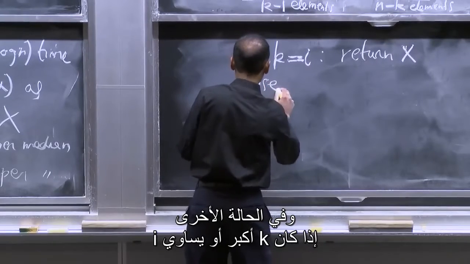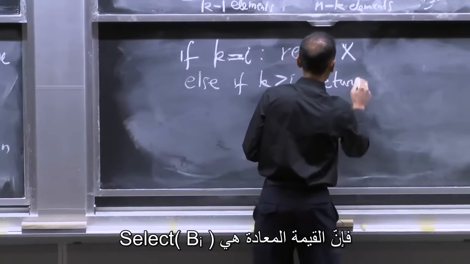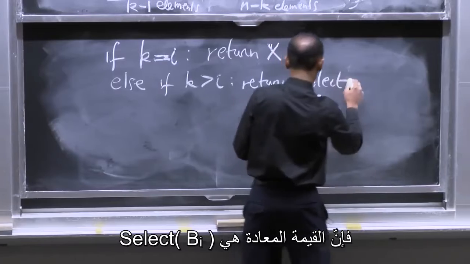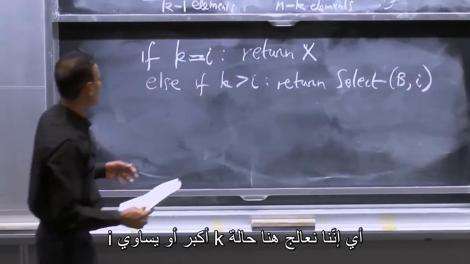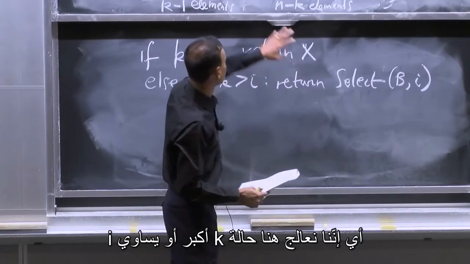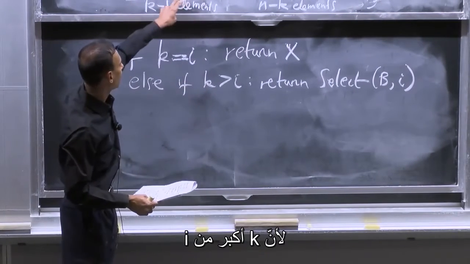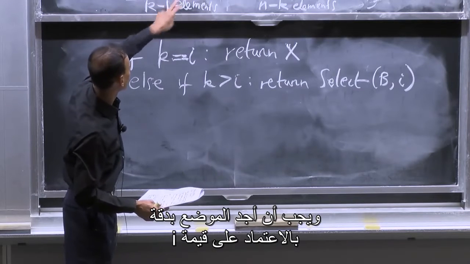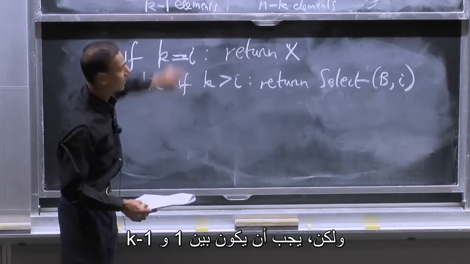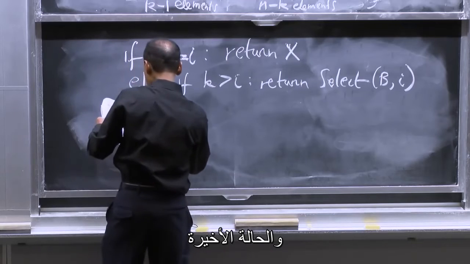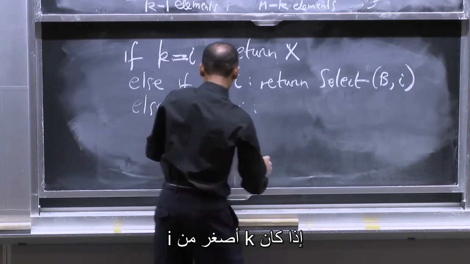And so in the other case, if k is greater than i, then I'm going to return select of B, i. So if k is greater than i, I'm going to have to find the element in B. I know that it's going to be in B because k is greater than i, and I have to find the exact position depending on what i is. But it's going to be somewhere between 1 and k minus 1.